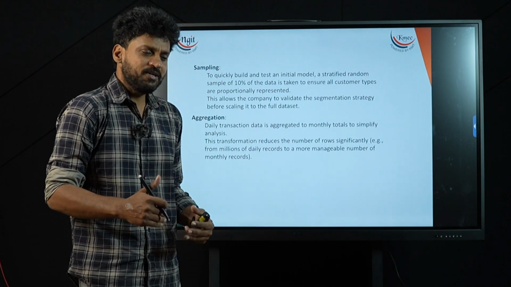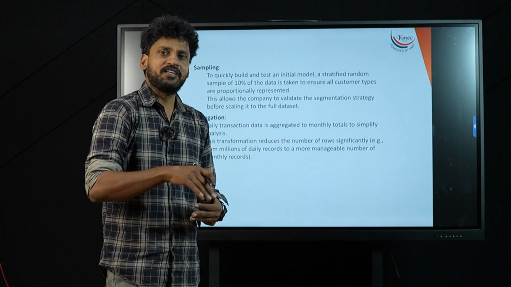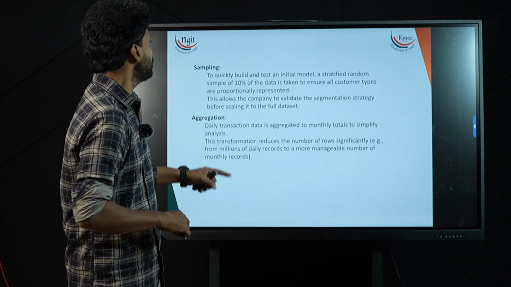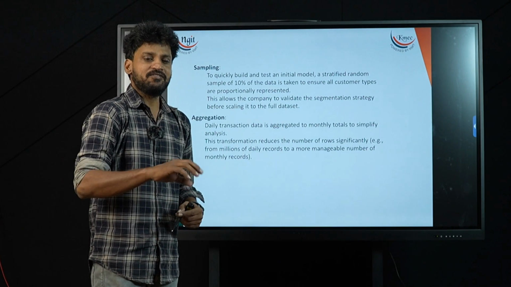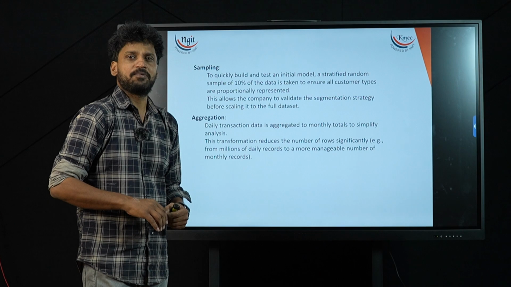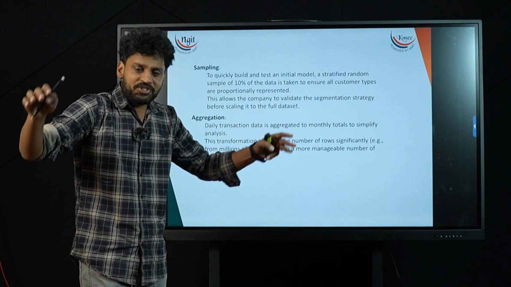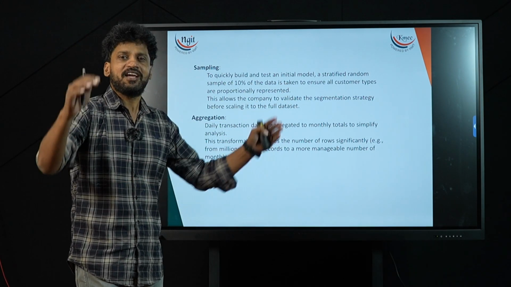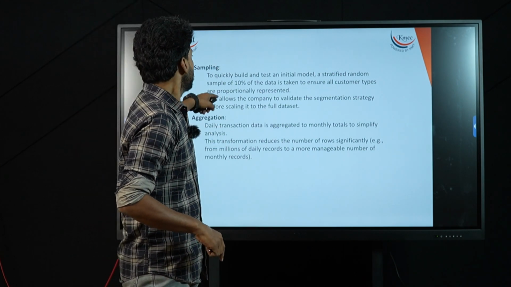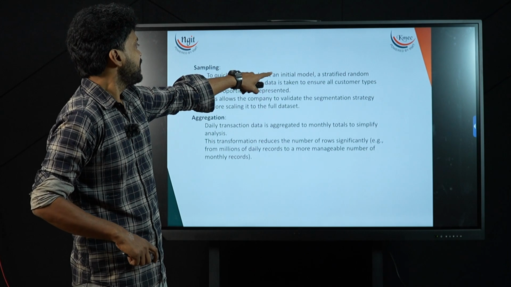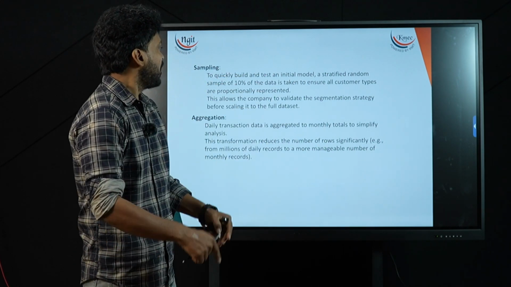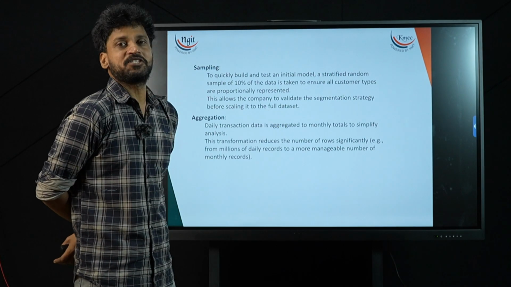Will our model be able to perform better? To answer this, because there is always an ambiguity before you feed the data set to the machine learning model, what we do is go for sampling. What is sampling? Out of this data set, we just take 10%. We'll make sure this 10% covers every aspect of the data set, which is called sampling. To quickly build an initial model, a stratified random sample of 10% of the data set is taken to ensure all the customer types are proportionally represented.